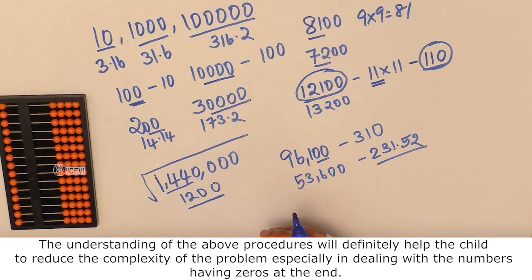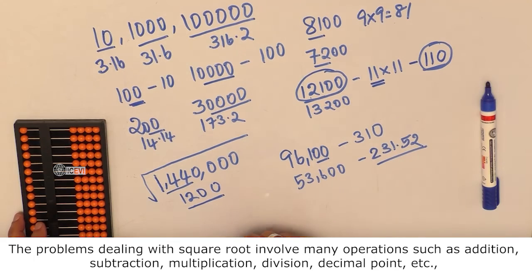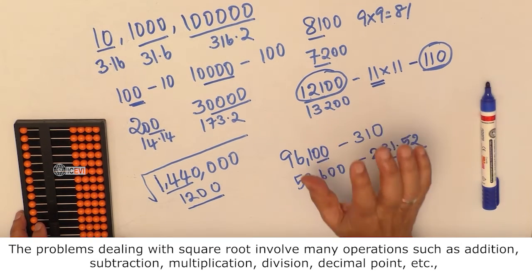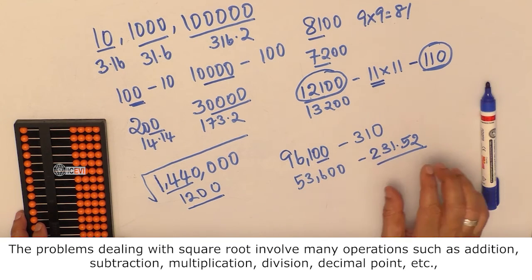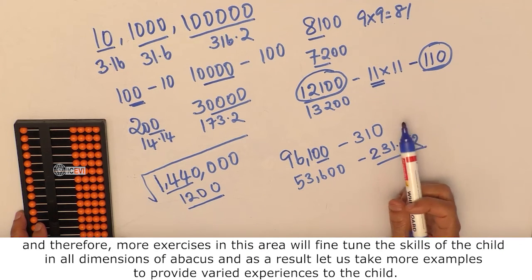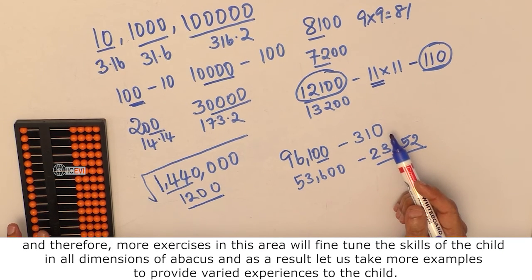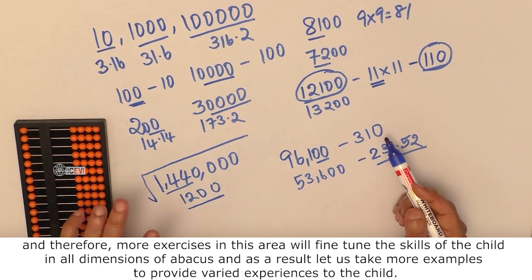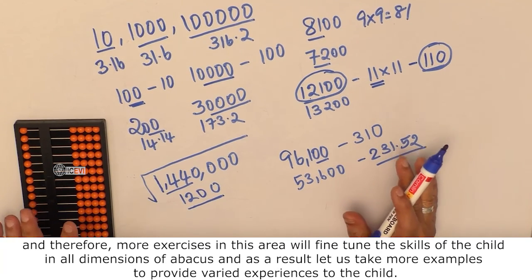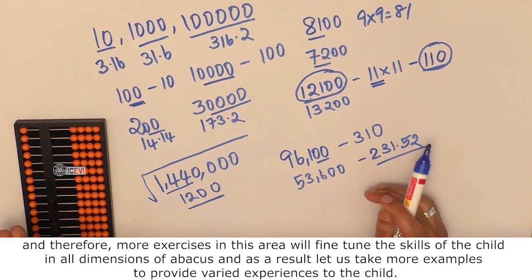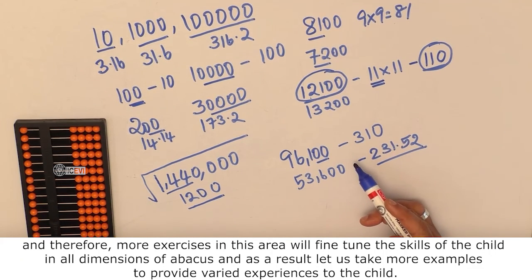The understanding of the above procedures will definitely help the child to reduce the complexity of the problem, especially in dealing with numbers having zeros at the end. The problems dealing with the square root involve many operations such as addition, subtraction, multiplication, division, decimal point, etc., and therefore more exercises in this area will fine-tune the skills of the child in all dimensions of the abacus. And as a result, let us take some more examples to provide varied experiences to the child.